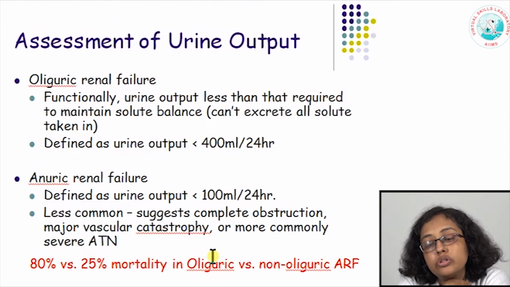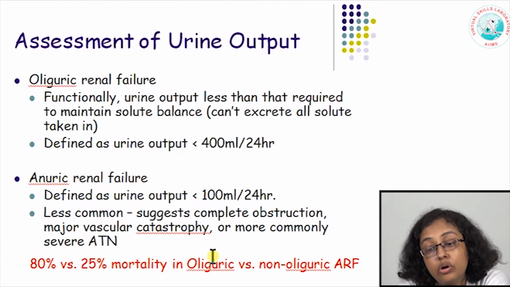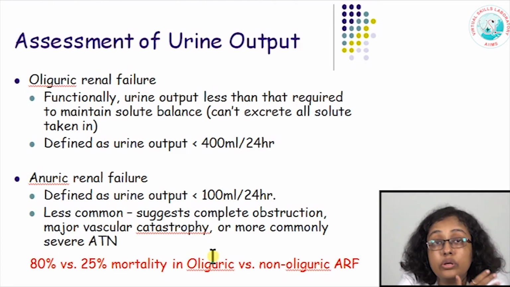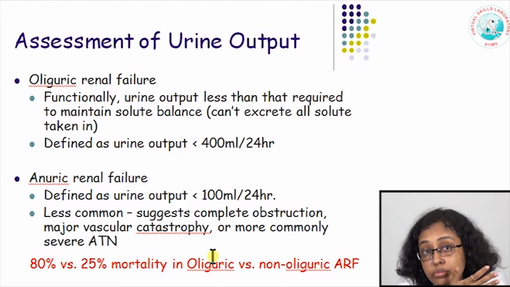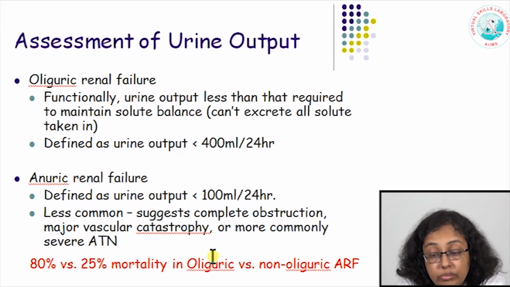Now, when we are talking assessment of urine output, based on it, the renal failure is defined as either oliguric, non-oliguric, or anuric. So, oliguric renal failure is functionally a urine output which is less than that which is required to clear all the solutes that need to be excreted. So, urine output less than 400 ml per day in adults is oliguric ARF, while a urine output less than 100 ml per day is anuric ARF, and as I said earlier, anuric ARF is less common.